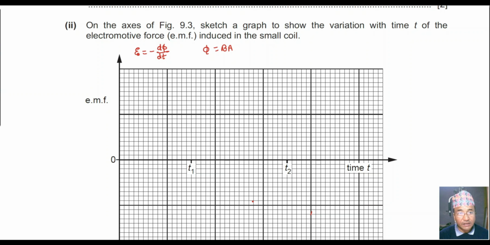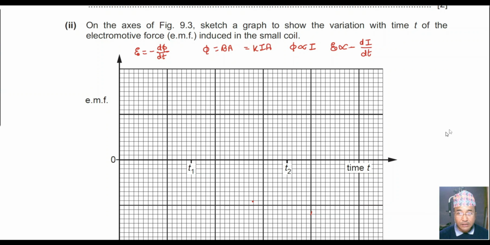And this B again depends on the current. This magnetic field depends on the current flowing in the first coil. That's why overall they should be equal to some constant k times I times A. That means phi is proportional to this I. Now our E should be proportional to minus dI by dt. It should be equal to the negative rate of change of current.